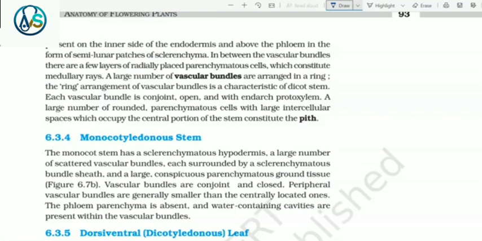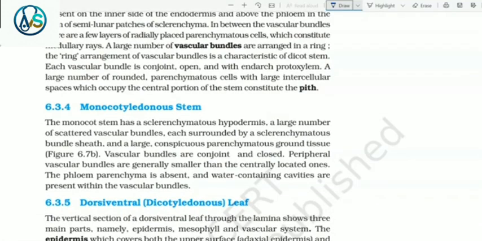Each vascular bundle is conjoined, open and with endarch protoxylem. A large number of rounded parenchymatous cells with large intercellular spaces, which occupy the central portion of the stem, constitute the pith.